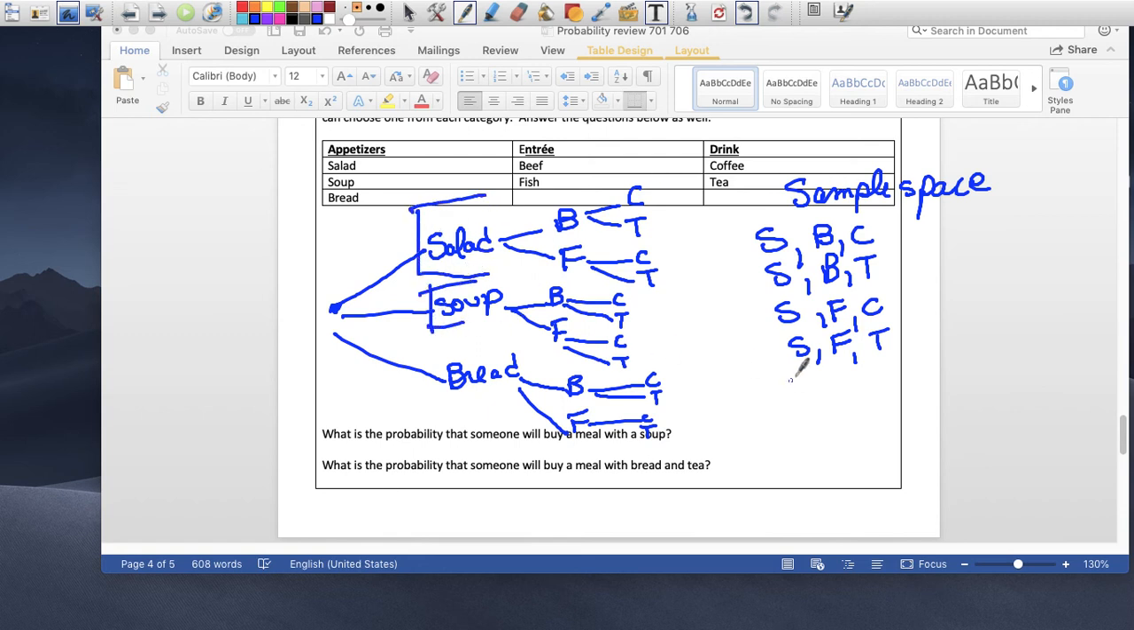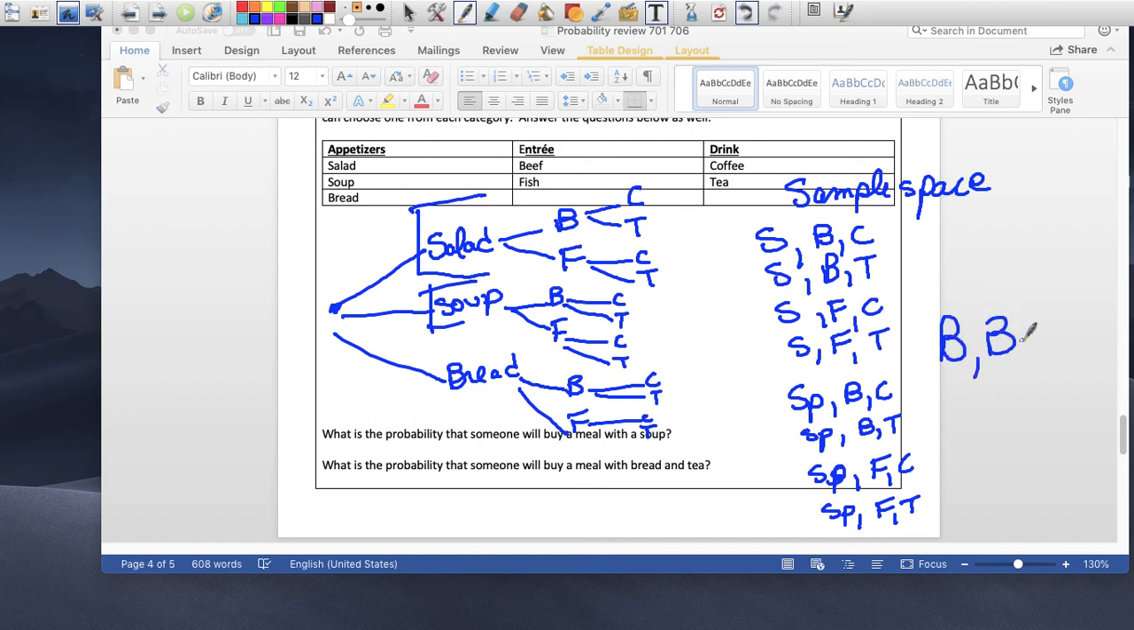Now I'm going to do soups. So I'll write SP for soup, with beef and coffee, soup, beef, and tea. I can have soup, fish, and coffee, soup, fish, and tea. And the last one at the bottom here, I can have bread with beef, or BR for bread, beef, and coffee, bread, beef, and tea.